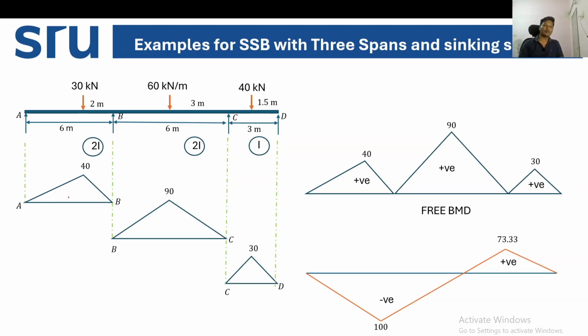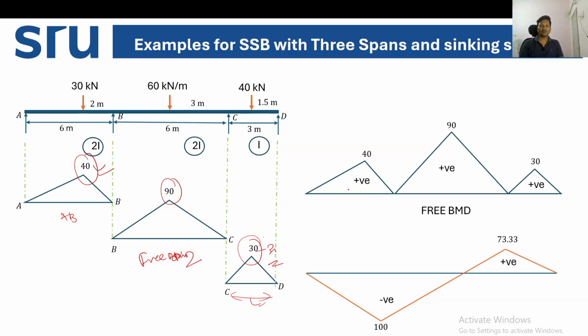This is the individual bending moment diagram, first one AB. The maximum bending moment is 40. This is the free bending moment diagram of span BC, and we got 90 as the maximum bending moment. In case of span CD, we got the maximum bending moment 30. The formulas we have already discussed in the previous slides.